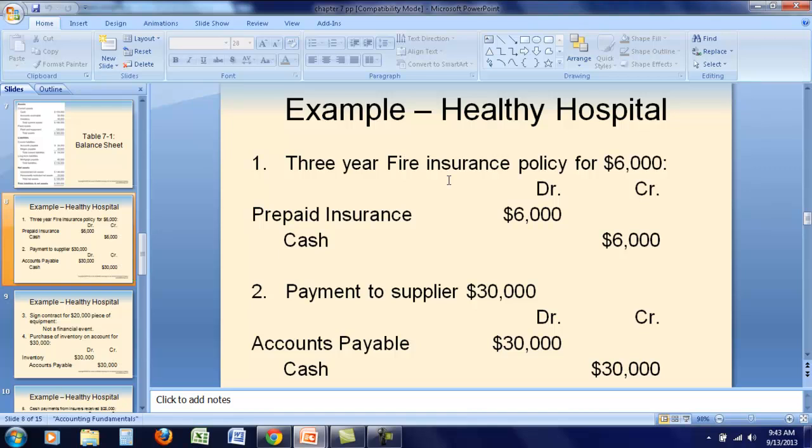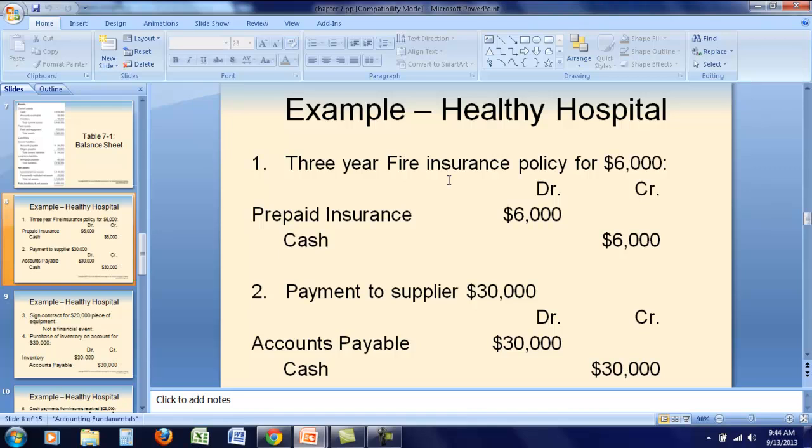Then we're decreasing cash by $6,000 because that's how much they paid. So basically, cash is leaving the organization, the $6,000. We're crediting that to decrease it, and then prepaid insurance is increasing because we've created an asset that is prepaid.